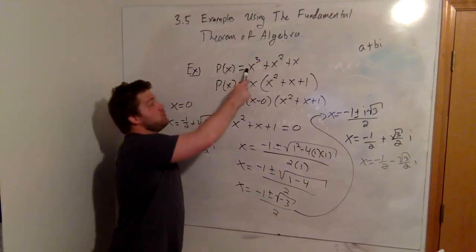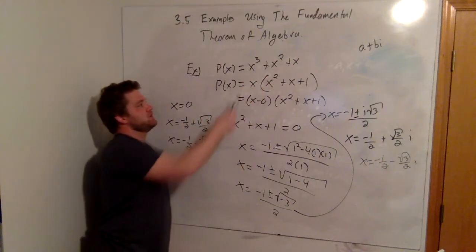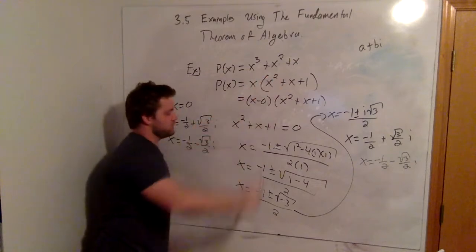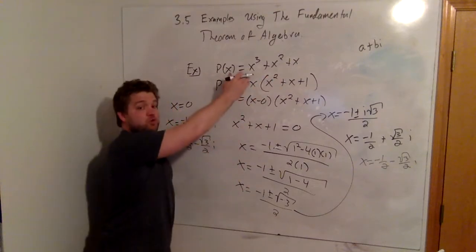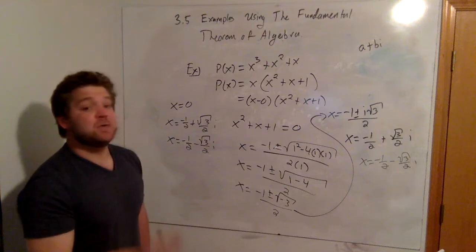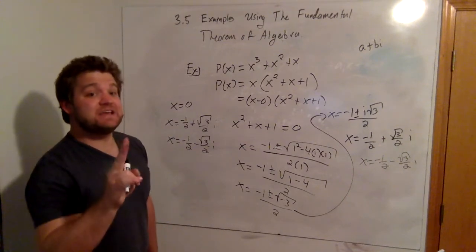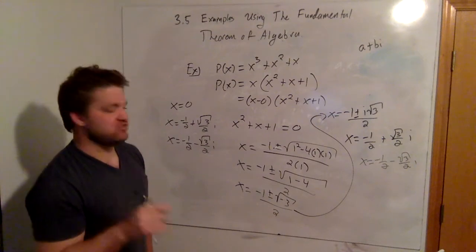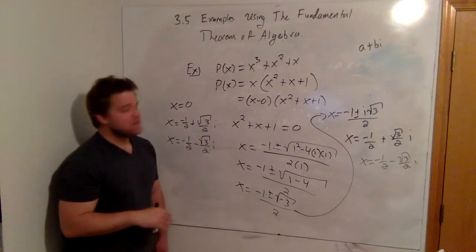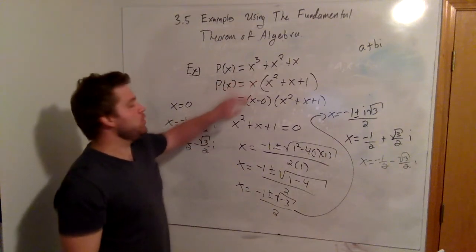What's actually really neat here is if I have a polynomial which has real coefficients, which means the numbers out front are real numbers and not complex numbers, so the coefficients are 1, 1, and 1 for this one. If a polynomial with real coefficients has one complex root, it'll always have at least another one, which will be its conjugate. This will always happen.